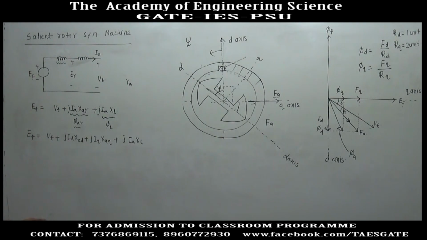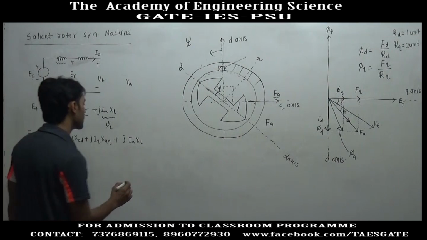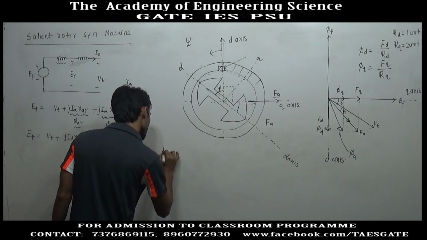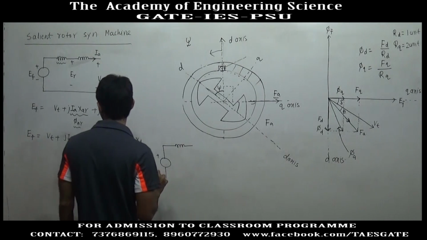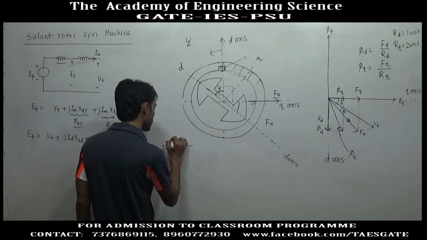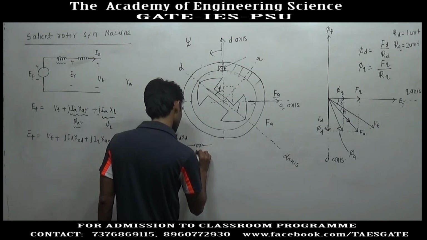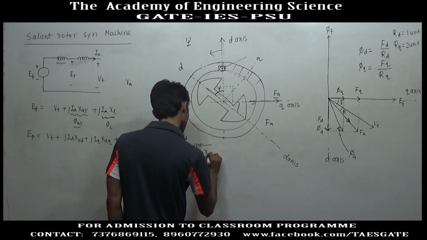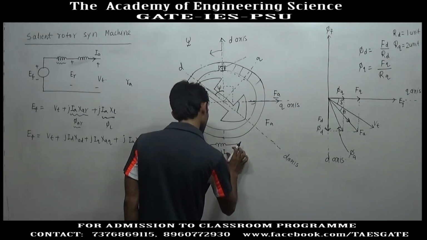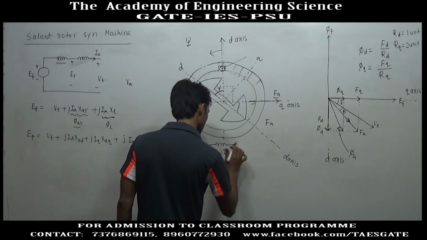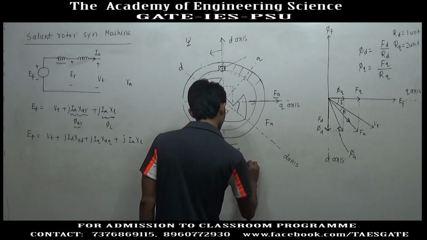Now, this relation can further be modified, and if we make the circuit diagram for a salient machine, we will have the generated EMF, one voltage drop jID XAD, then jIQ XAQ, then here we will have the voltage drop jIA into XL, and here we will have Vt.